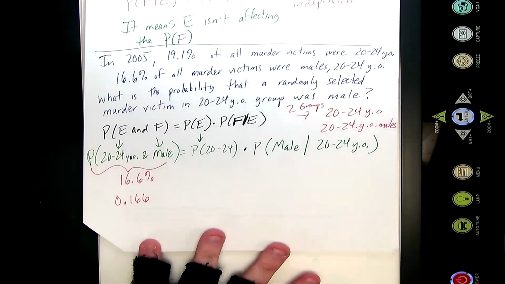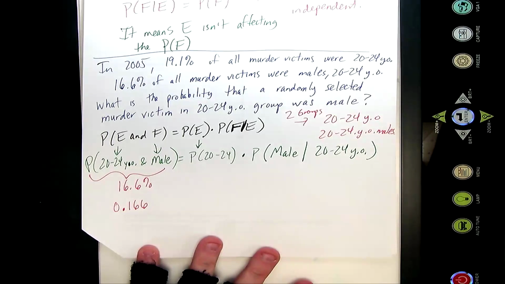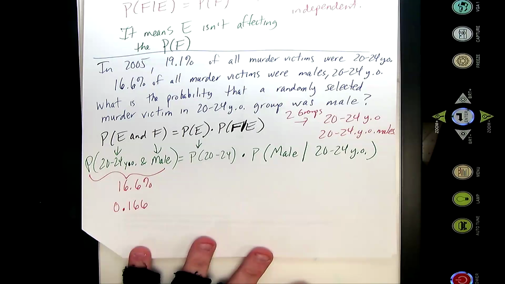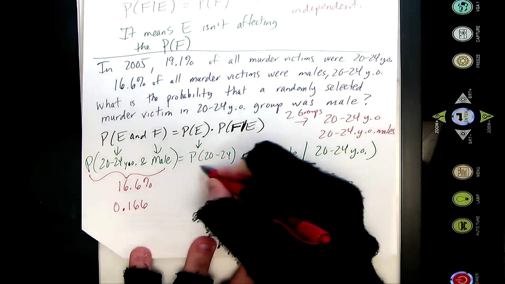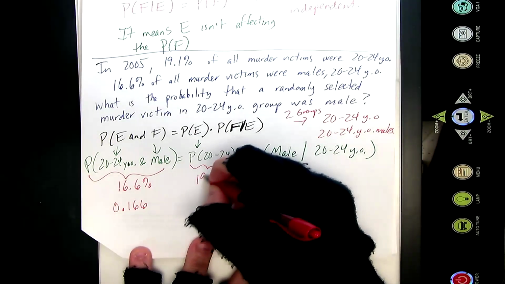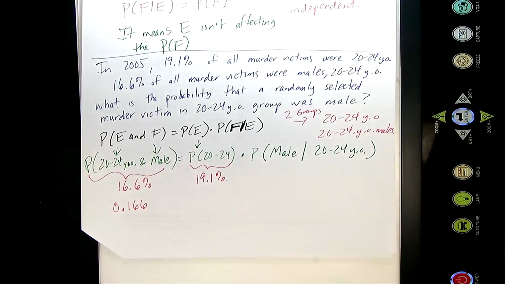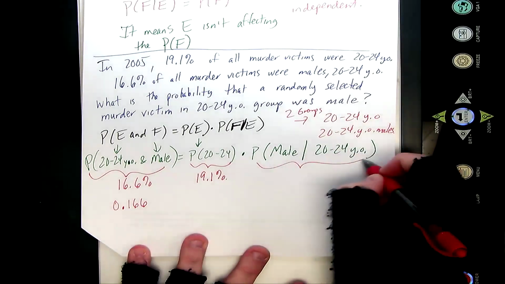What else do we know? What's the 19.1% relate to? It's all the murder victims who were 20 to 24, so that's this group right here, right? That's the 19.1%. Does this line up with what we want?